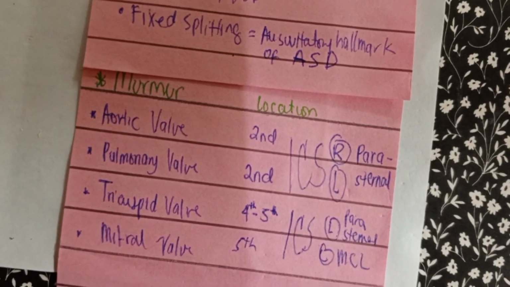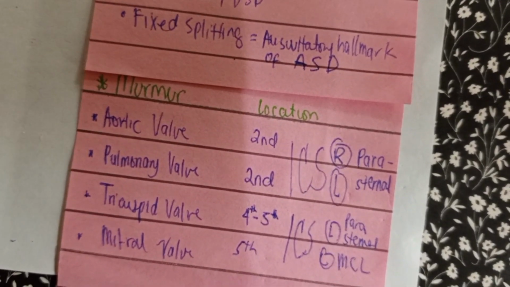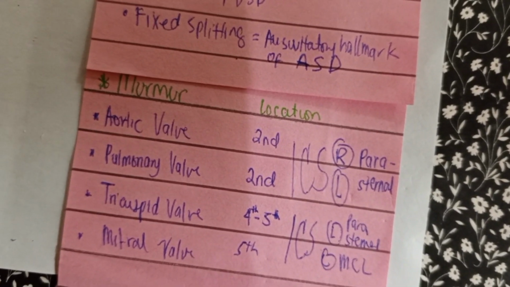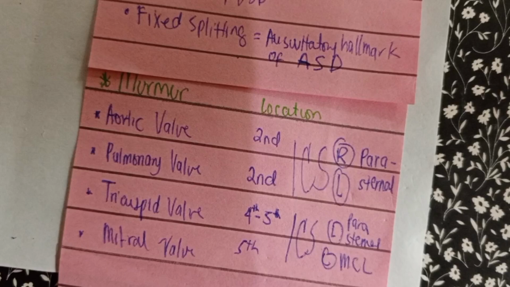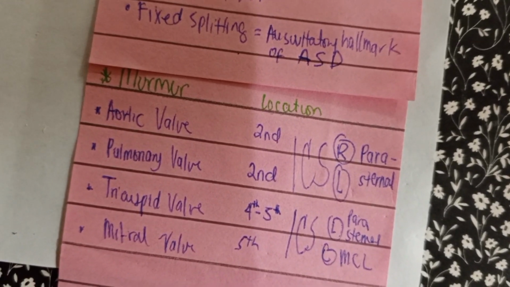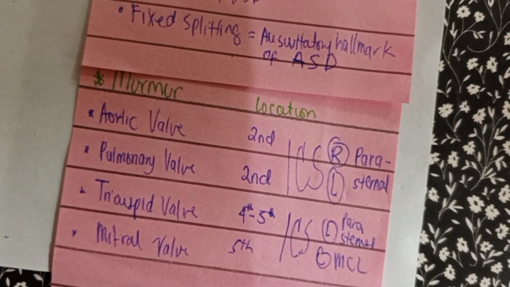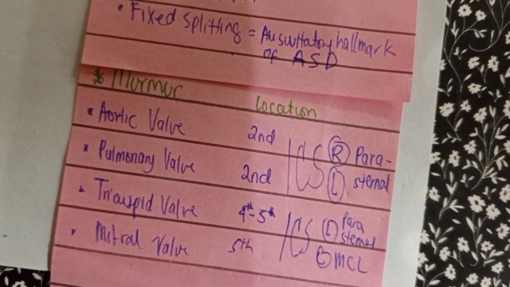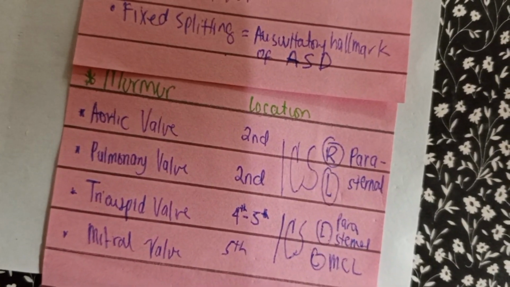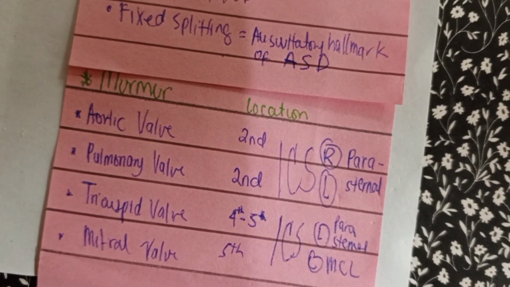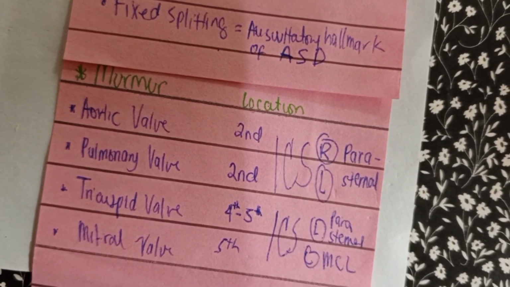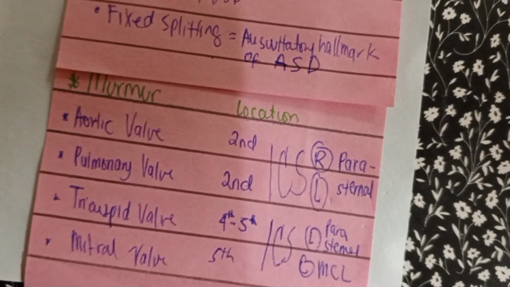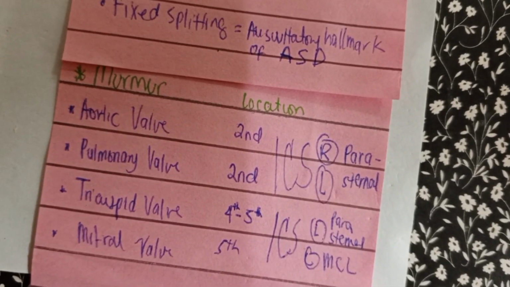Okay, now let's discuss the murmurs and where they can best be heard. The aortic valve murmur can be heard together with the pulmonary valve in the second ICS. However, the aortic valve is on the right side and the pulmonary valve is on the left side. So the aortic valve can be found in the second ICS, right parasternal, and the pulmonary valve in the second ICS, left parasternal.